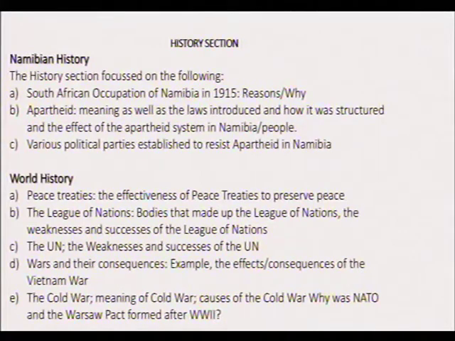Another focus is the issue around the apartheid system, where you need to be able to explain what the concept apartheid means, as well as the different apartheid laws introduced, how it was structured, and how this apartheid system affected the Namibian people. So it was introduced, and then obviously what was the effect on the people themselves.